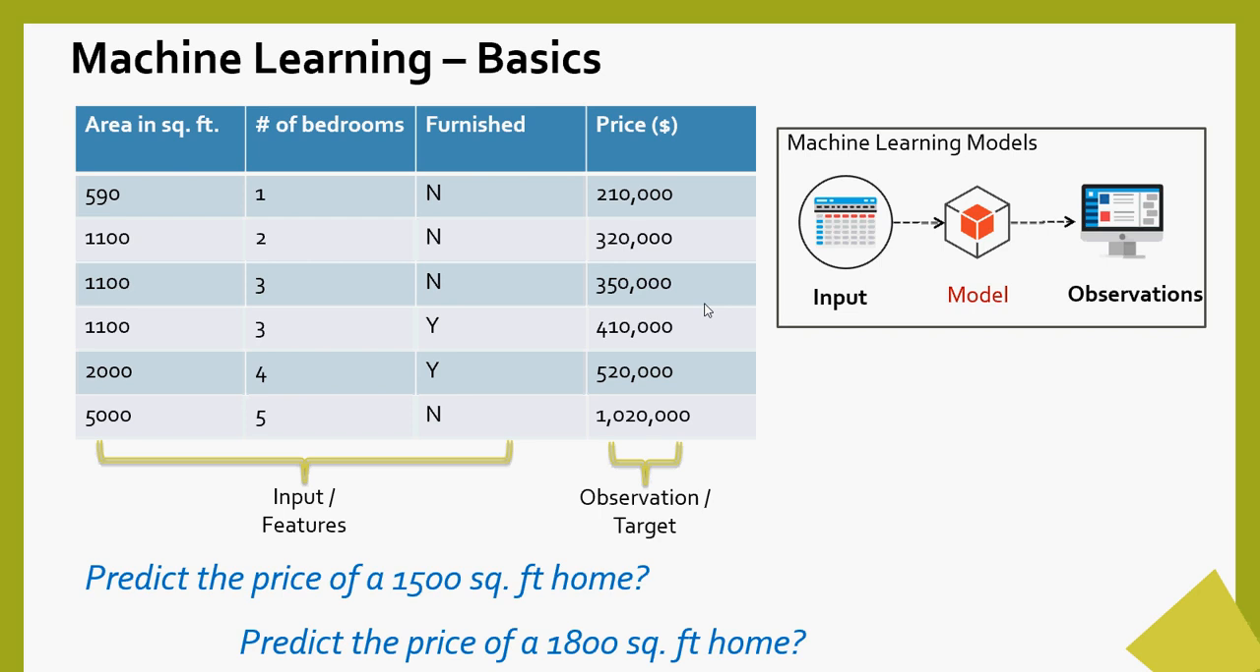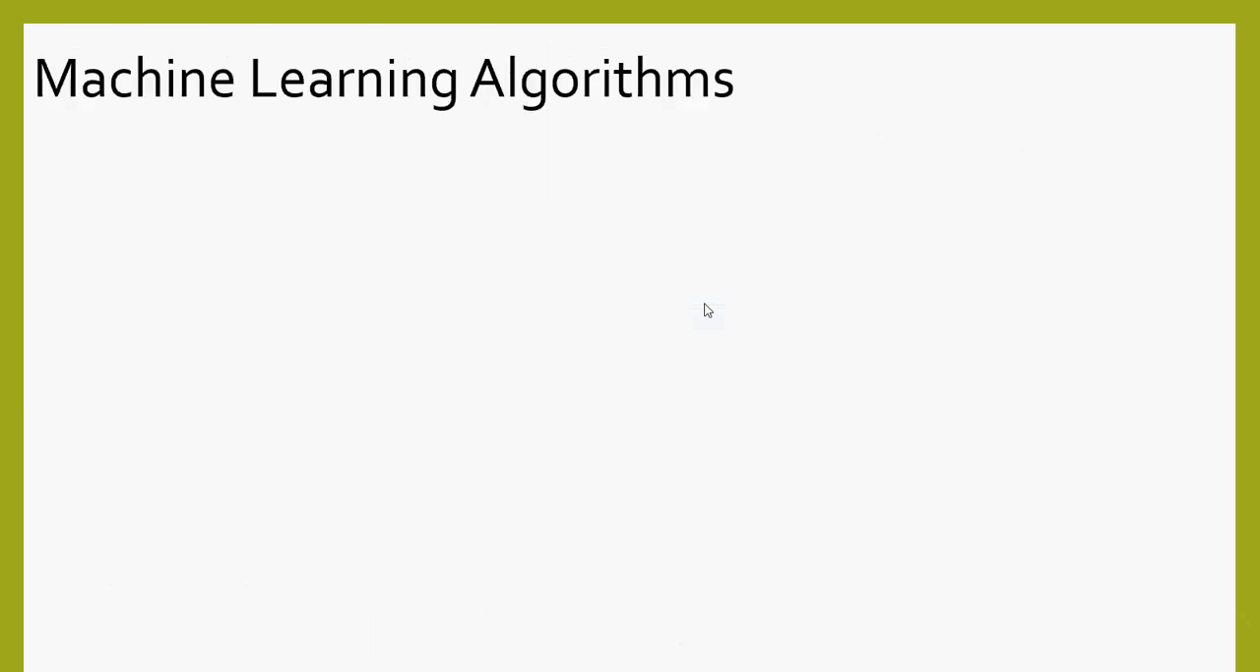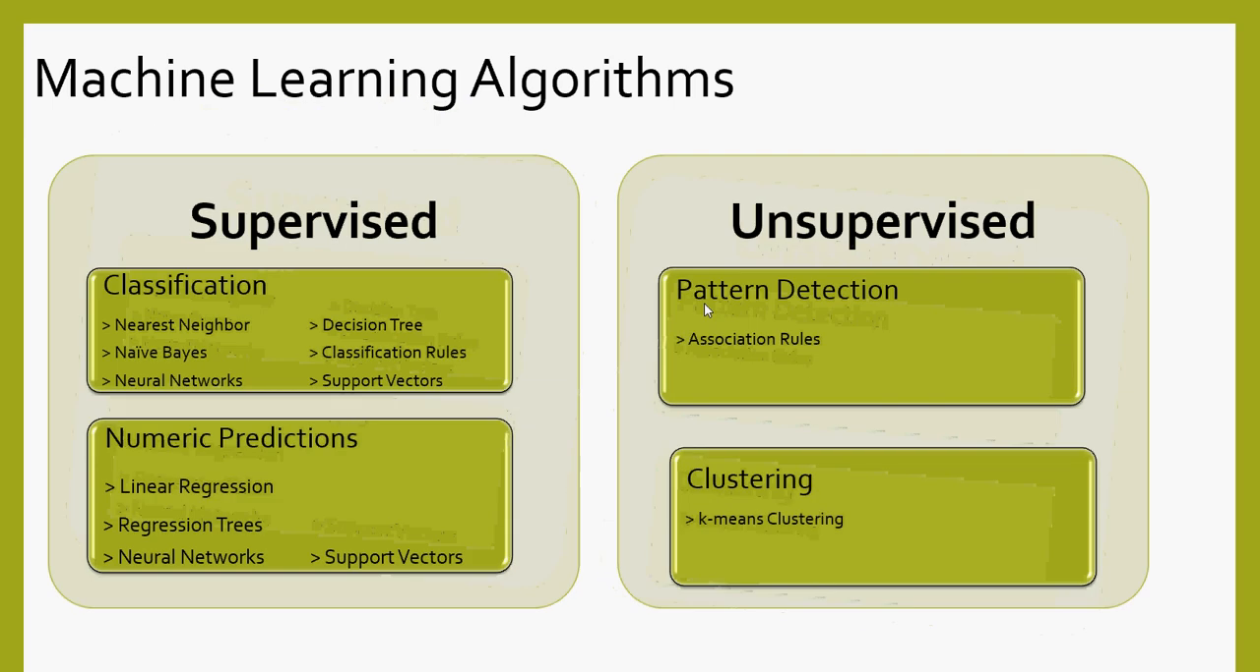So you will provide input and observations, and then machine learning is automatically going to create a model. That is where we talk about supervised and unsupervised learning. Supervised learning means you have a target, an observation defined. In the last slide, we talked about the price being an observation. In unsupervised learning, you do not have a target; you want to do pattern detection in your data set. We are not going to talk about unsupervised for now, but I'm going to talk about supervised.